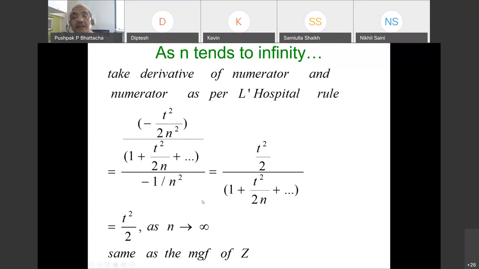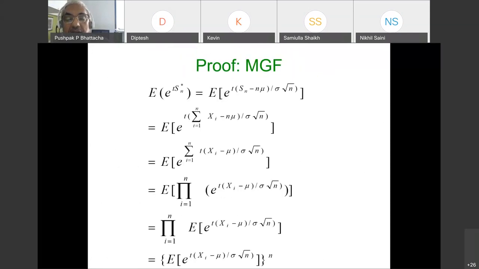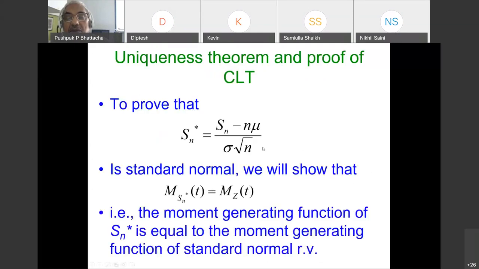So what do I get? I get that Sn star's moment generating function is e to the power t square by 2. Who else has moment generating function e to the power t square by 2? Standard normal variable. Any standard normal variable has this moment generating function. This proves that Sn star also is normally distributed with mean equal to 0 and standard deviation equal to 1. So central limit theorem is hereby proved, and this is a major step in our series of lectures. The central limit theorem statement and proof are done.